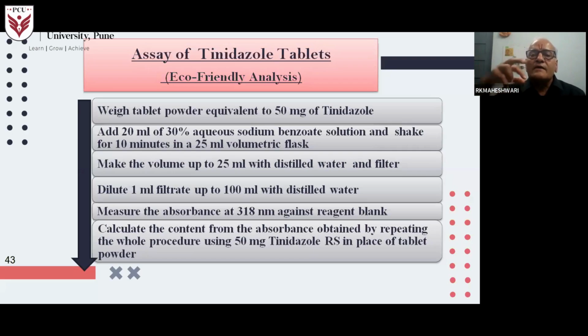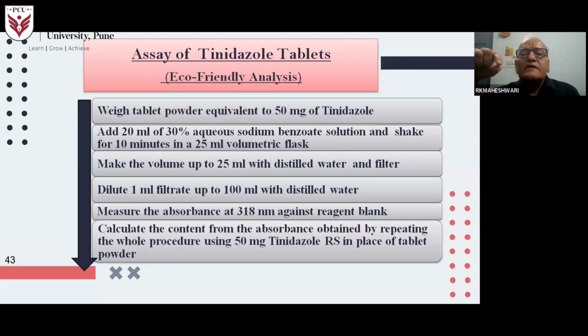And why is it a reagent blank? In both the sample solution, in which the drug is also present, and the reagent blank, the concentration of sodium benzoate is the same. That's why its effect is neutralized, and whatever absorbance you note at 318 nm is due to your drug. So what you have done is noted the absorbance of this solution at 318 nm.